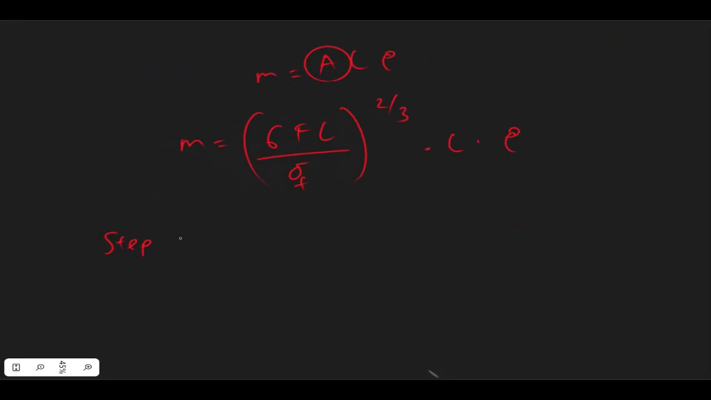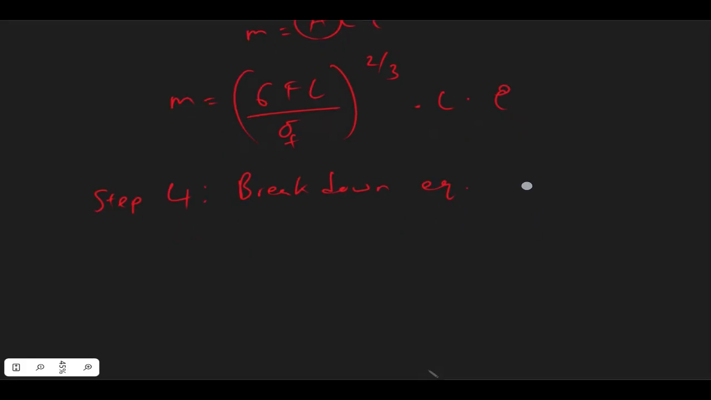So the next step is Step 4, which is to break down the equation. In order to break down this equation, we have to separate it into functional constraint, geometric constraint, and material property. We look for which of these is a material property. The fracture strength is a material property, and density is a material property.